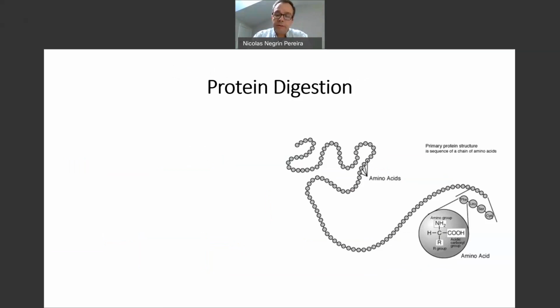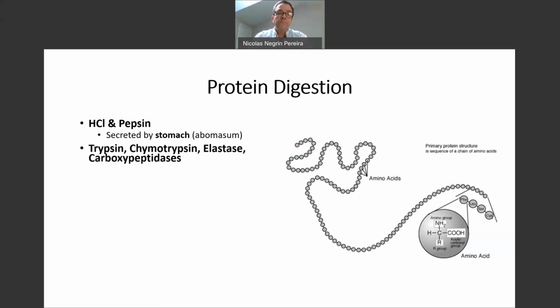Now let's get into protein digestion. In protein digestion, we will have two key players, hydrochloric acid and pepsin, that are secreted by the stomach. In the case of ruminants, when we say stomach, we're talking about the abomasum, sometimes referred to as the true stomach or glandular stomach. And we will also have other enzymes, which are trypsin, chymotrypsin, elastase, and carboxypeptidases, which are secreted not by the stomach but by the pancreas, into the small intestine by the pancreatic juice.